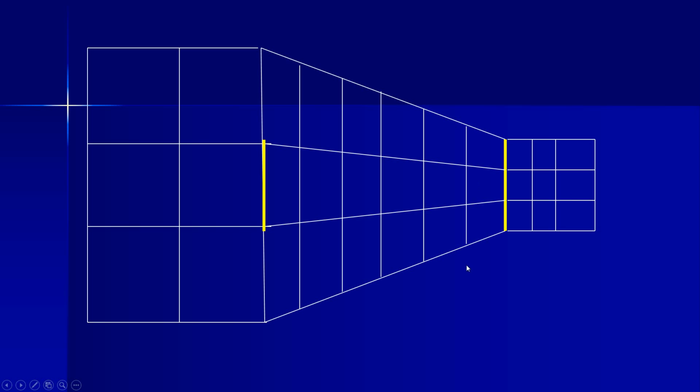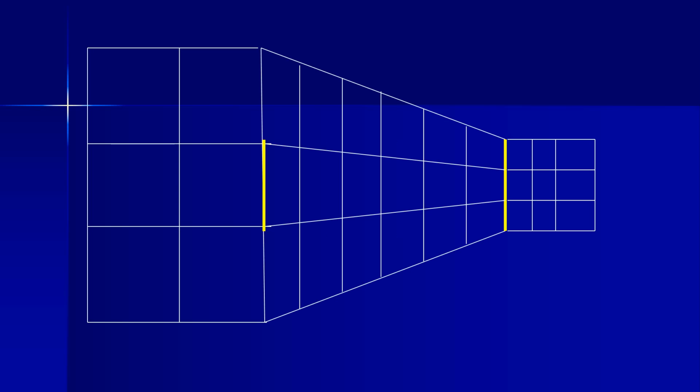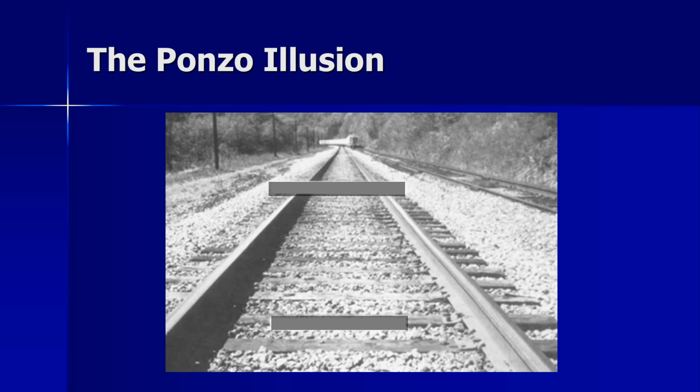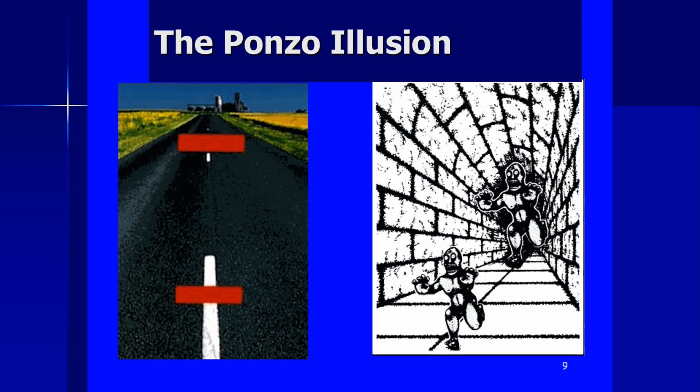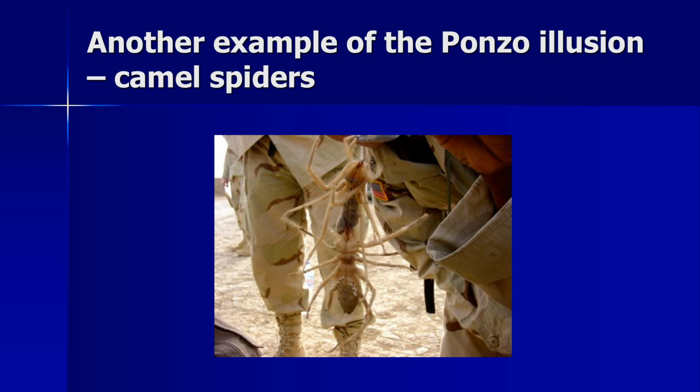Clearly looks like this line is longer than the other, but if we take away the background, you can actually see they're the same length. The amazing thing is we can reinstate the illusion and make it go away again. Again, another one of my favorites is the Ponzo illusion. The two monsters are actually the same size.